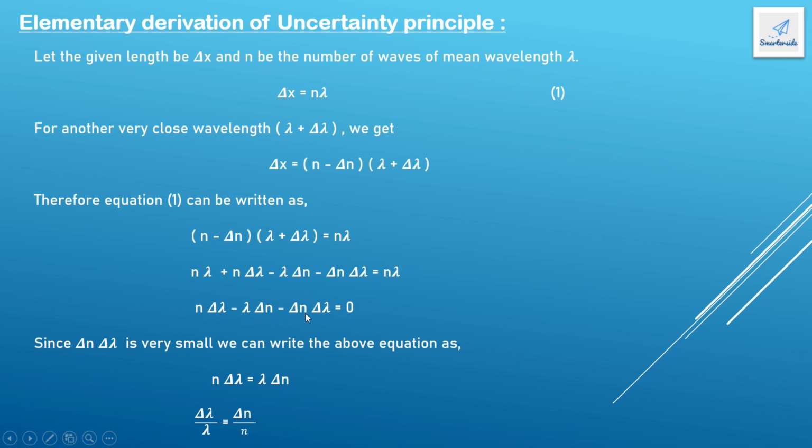And we know that delta n into delta lambda is very small, so we can just ignore that term. So we will have n into delta lambda minus lambda into delta n, which is equals to 0. Now we can just transpose one of the terms to the right hand side. So we will have n into delta lambda, which is equals to lambda into delta n. Now we can again transpose lambda terms to one side and n terms to the other side. Hence we will have delta lambda by lambda, which is equals to delta n by n.